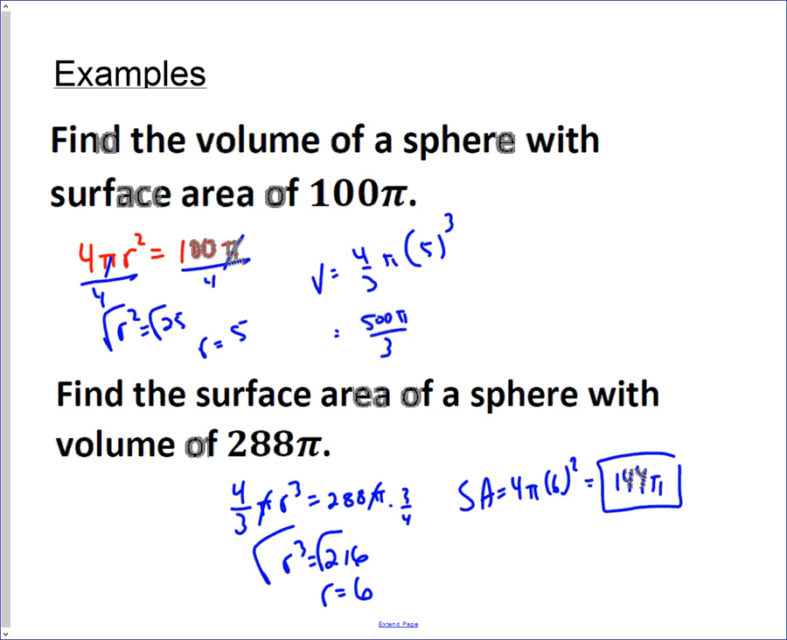So that's some examples of how to use the formulas for a sphere, for volume and surface area. We'll do some more examples in another video that are a little bit more complicated.